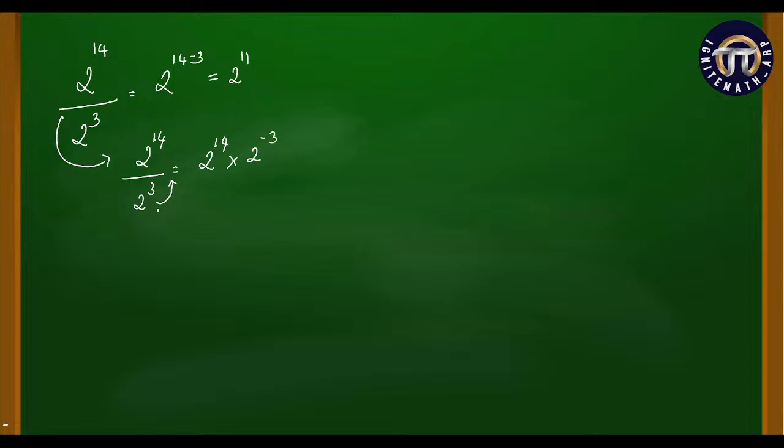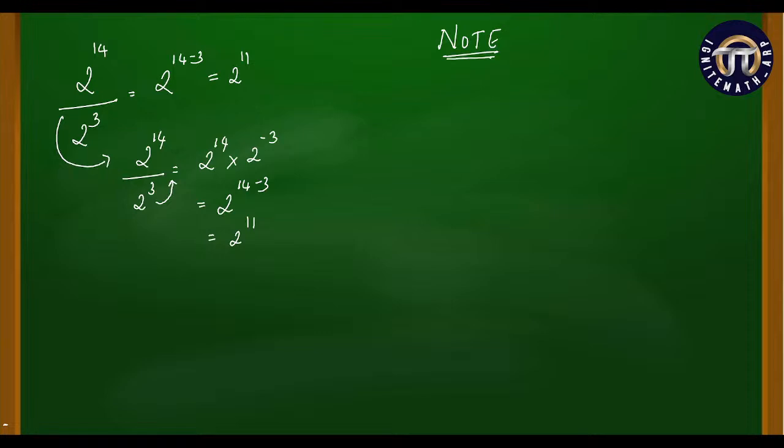Because I have taken the denominator to the numerator, the sign of the power will be reversed. If it is plus, it becomes minus. If it is minus, it becomes a plus, right? So now if I apply the product law, it is going to be 2 to the power of 14 minus 3, that is equal to 2 to the power of 11. Is that clear, children? Okay, along with this, you need to remember some very important notes.